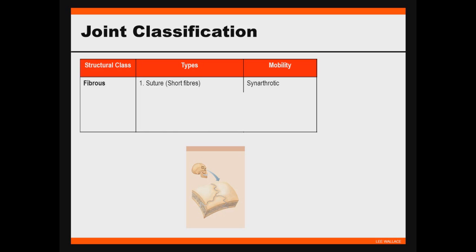Now when we think about the mobility of this joint, there's three different ways we could classify mobility. The first way is called a synarthrotic, which means no movement. So when we think about it, this is easy to remember because the fibers in this case are so short, they're fused together, meaning there's not a lot of movement between them. In this case, there's no movement between them.